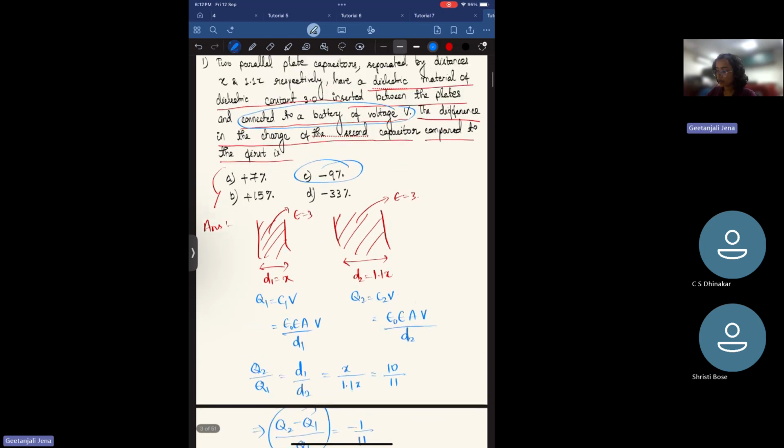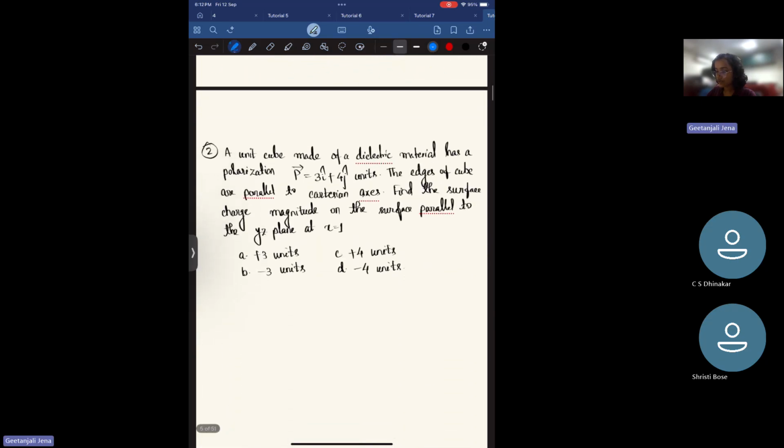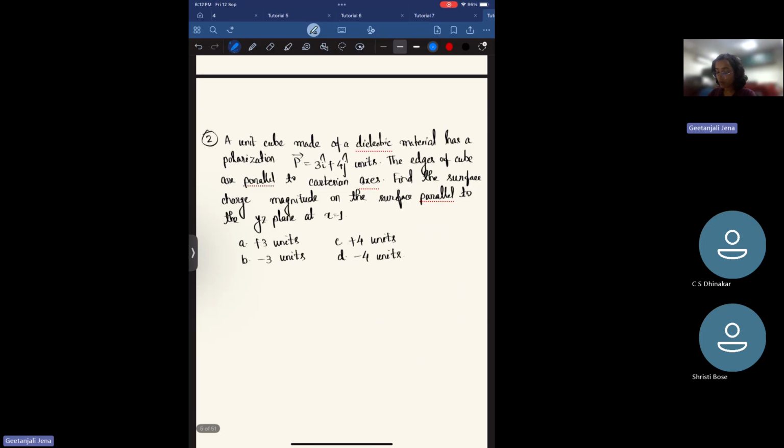Okay, so I hope this problem is clear to you. Let us move to our next problem. First we'll see some basic problems which are totally based on the formula. Then we'll slowly move to more complicated problems.